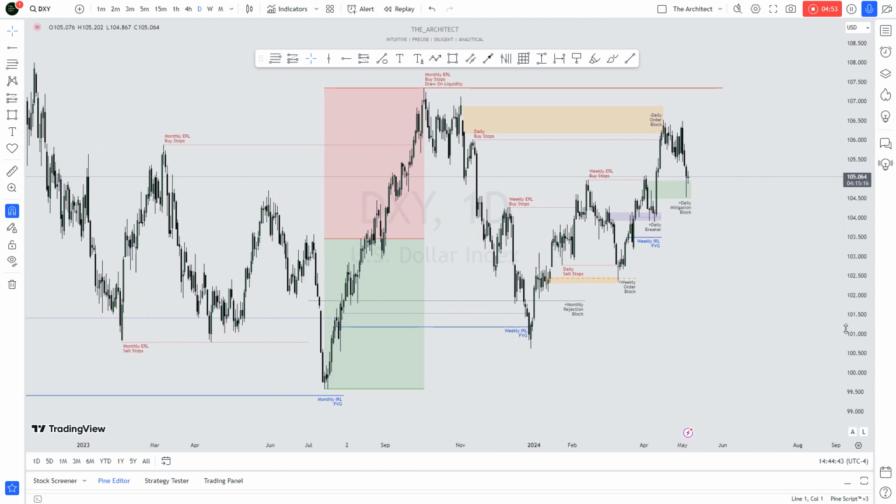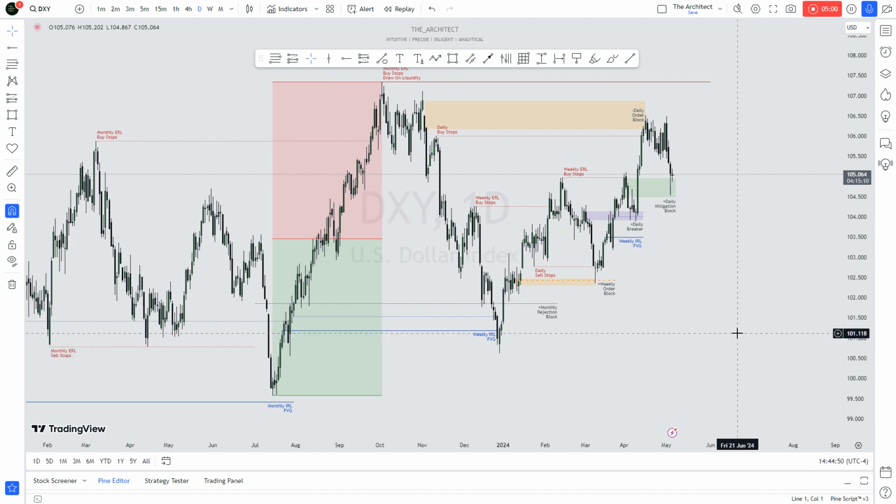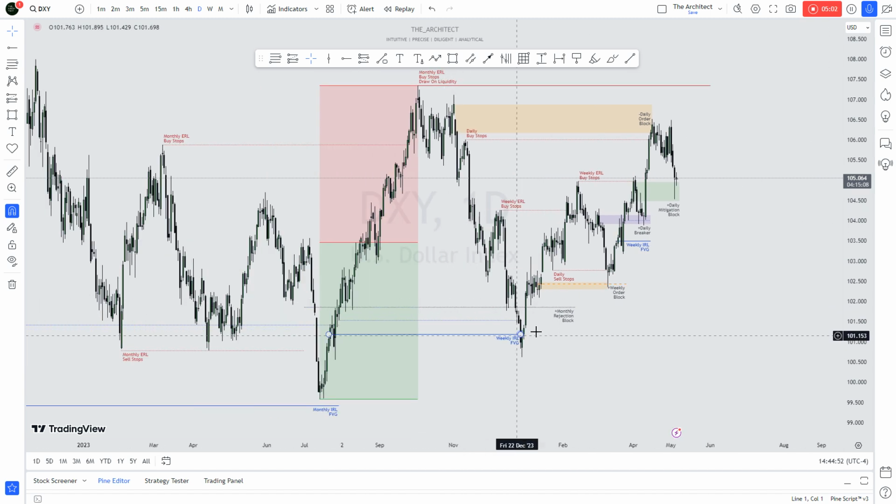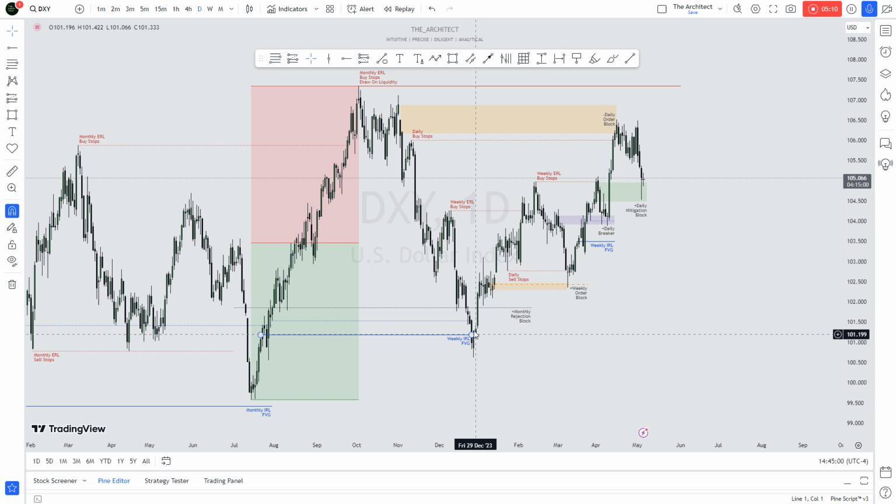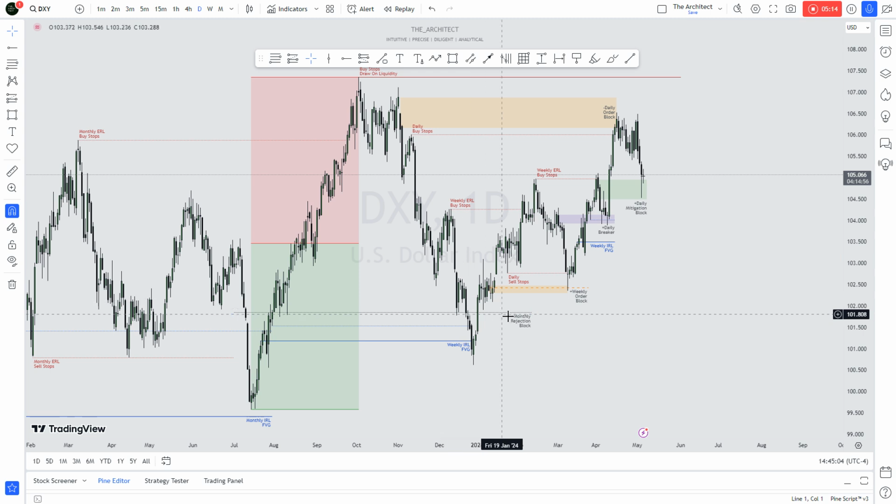And areas such as the monthly rejection block, which is at a discount price. From the discount price, logic tells you you want to be buying in discount and taking profits at points of premium prices or extreme premium prices, such as external range liquidity. So at a deep discount, smart money basically accumulated long orders.